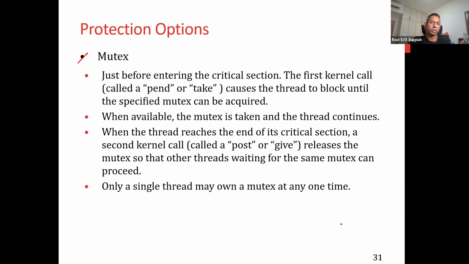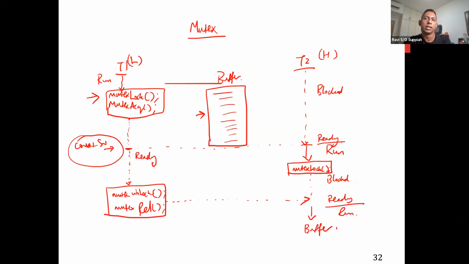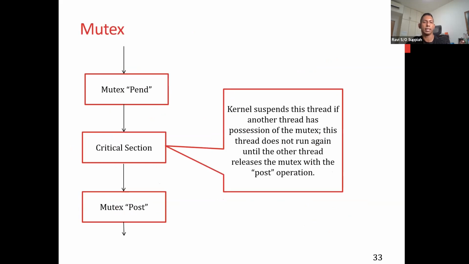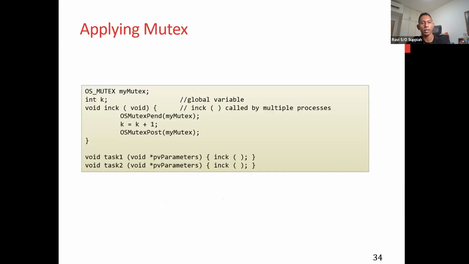Eventually, only one thread can own the mutex at any point of time. Once a thread owns a mutex, any other task or thread that wants to own it will get blocked until the mutex is released. That is the idea behind the mutex. Right now, all I need to do to protect my resource is very simple: I need to put in the mutex pend and mutex post. This is the terminology used in the OS that we are going to be using.